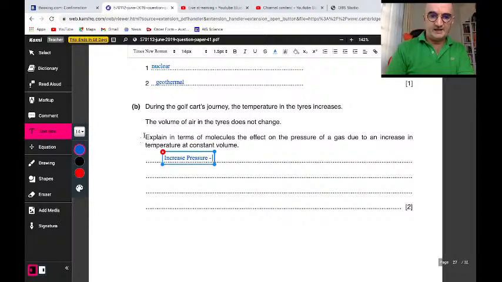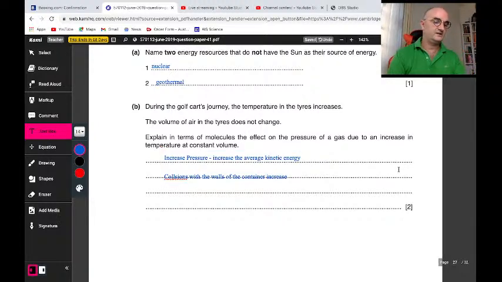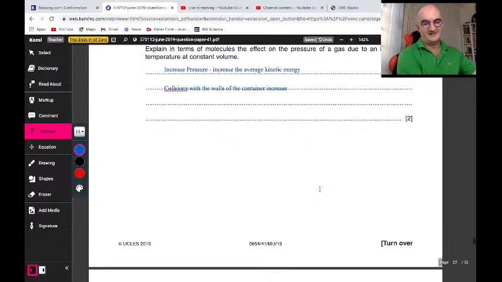But it says explain. The command term is to explain. So if we increase the temperature, we increase the average kinetic energy of the molecules. Let's make sure we get two marks on this one. If we increase the temperature, the collisions with the walls of the container increase. Definitely two marks in anybody's book for that answer.